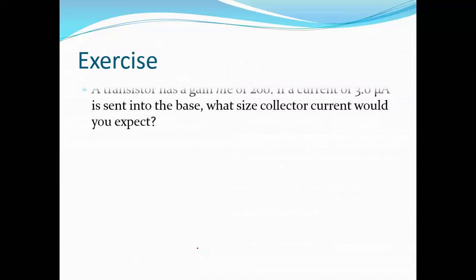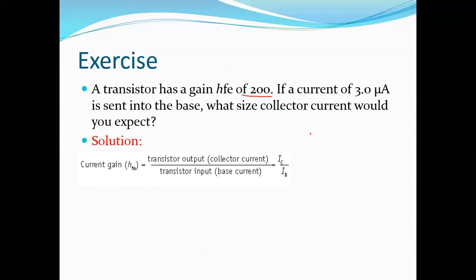So the question asks: a transistor has a gain of 200. It doesn't have any unit. If a current of 3 milliampere is sent into the base, what size of collector current would you expect? So let's do the question again. The current gain will be collector current over base current.